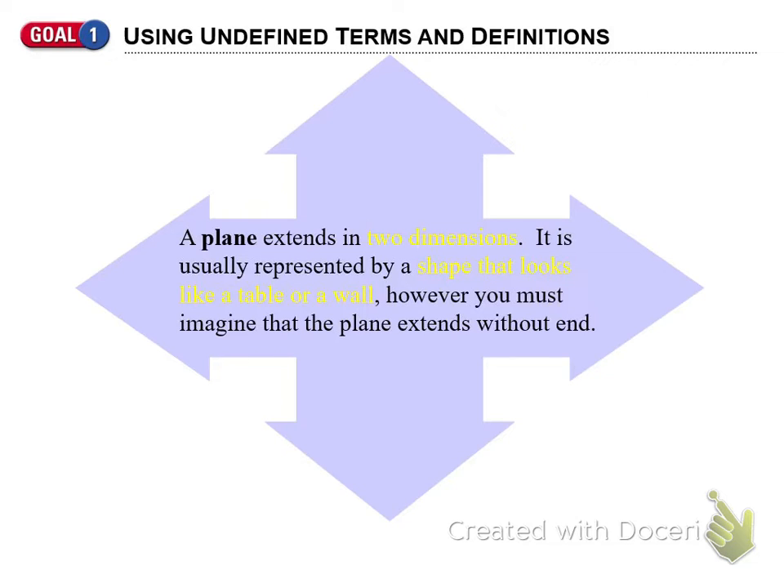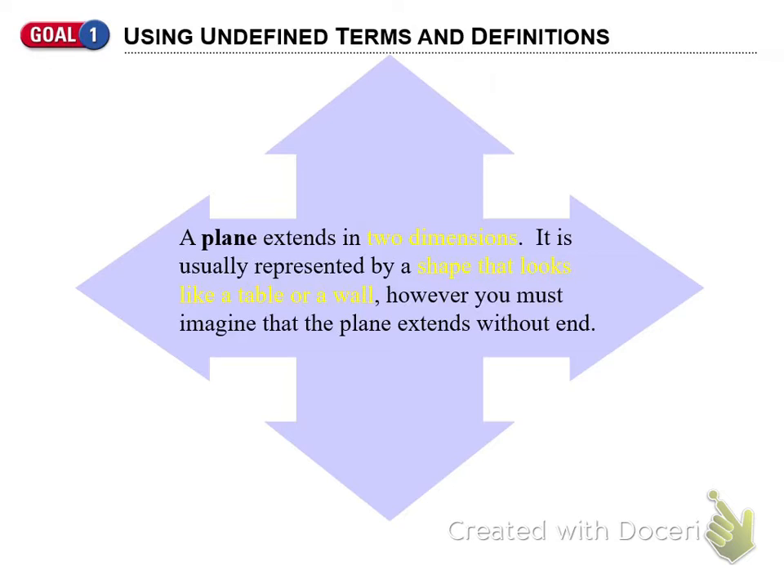What are real squares and real rectangles in real life? Your desk is a plane. A box, the sides of a box are a plane. A football field, it's a plane. The floor is a plane. There are a lot of planes. They're two-dimensional. And then what you're going to write, it's a shape that looks like a table or a wall. So a shape that looks like a table or a wall.